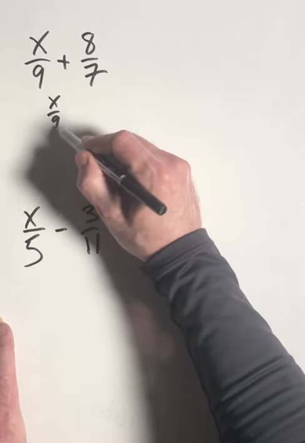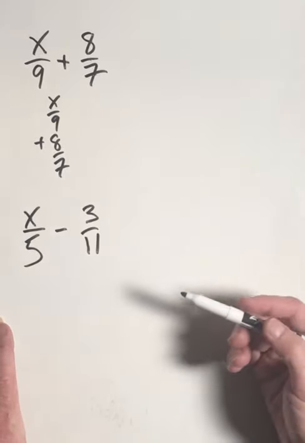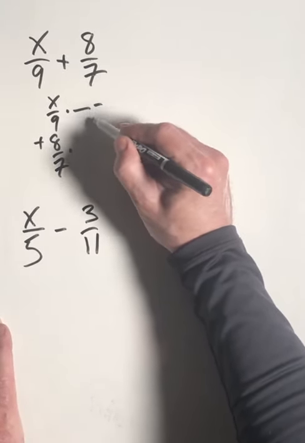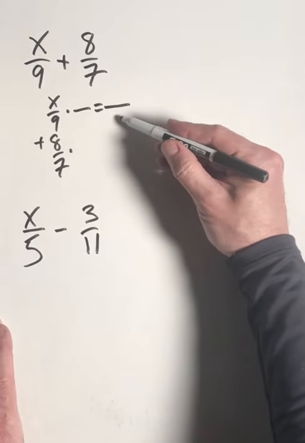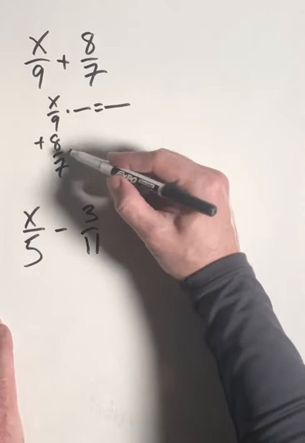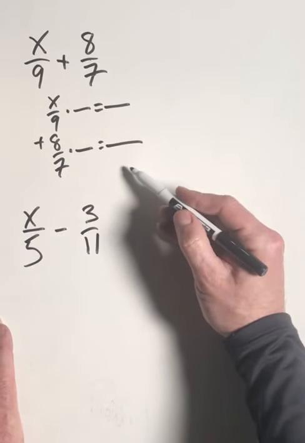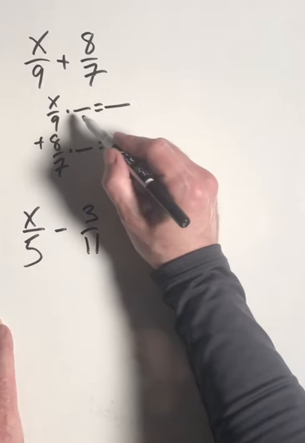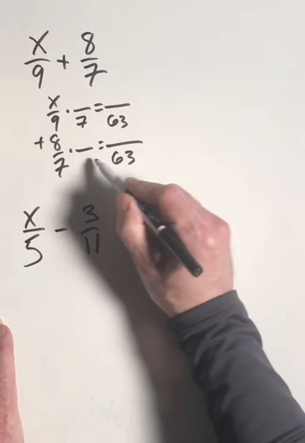So I'm going to be writing x over 9 plus 8 over 7. The whole idea is here I'm going to be multiplying each of these fractions by a fraction, which is going to get me another fraction that has a common denominator. So I'm going to take this fraction, multiply it by a fraction to get me another fraction that has a common denominator. Common denominator would be 9 times 7, or 63 in each case.